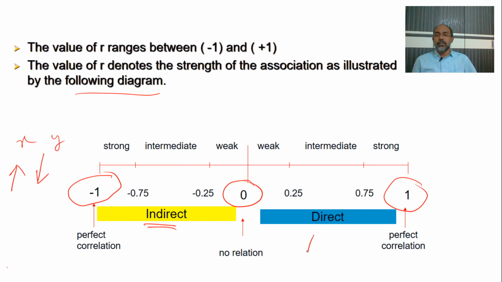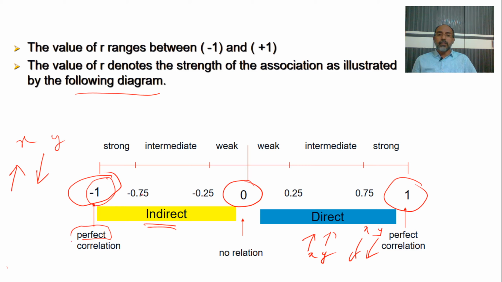Direct means you grow, I grow, X, Y. You decline, I decline, X, Y. So this is the direct relation. 1 means 100%, which is why we call it perfect correlation. The same proportion it is increasing, the same proportion it is decreasing. So that is called perfect correlation.